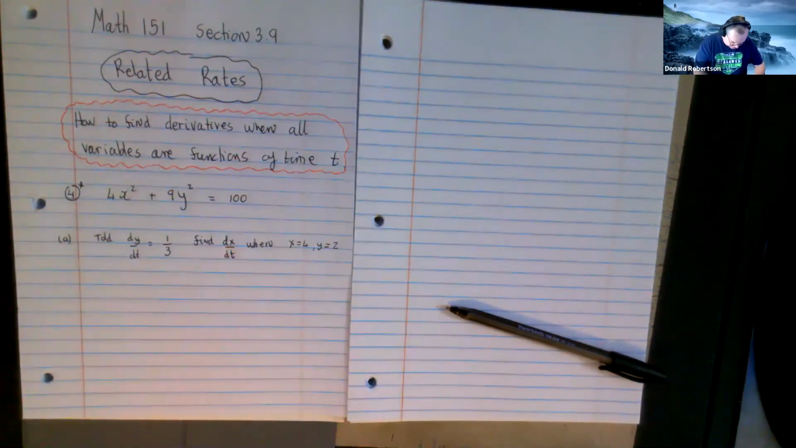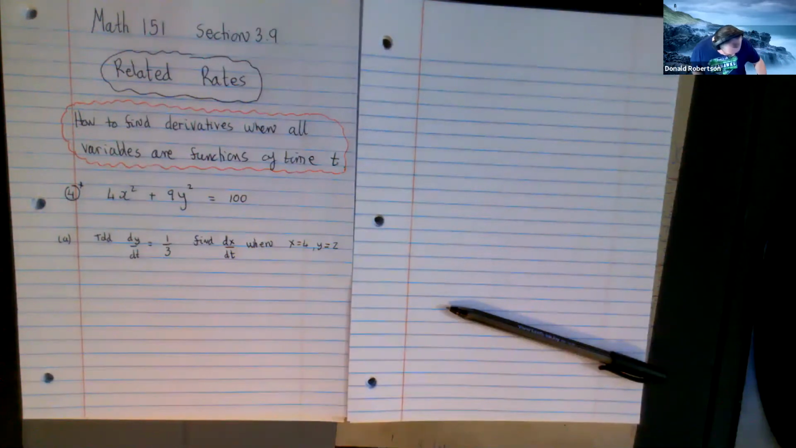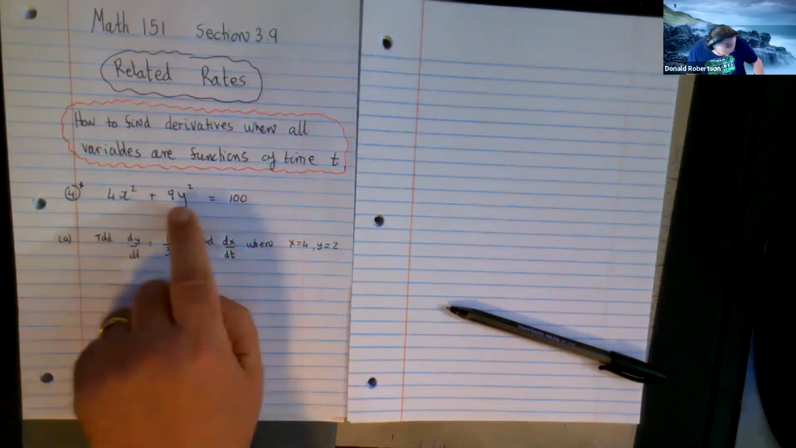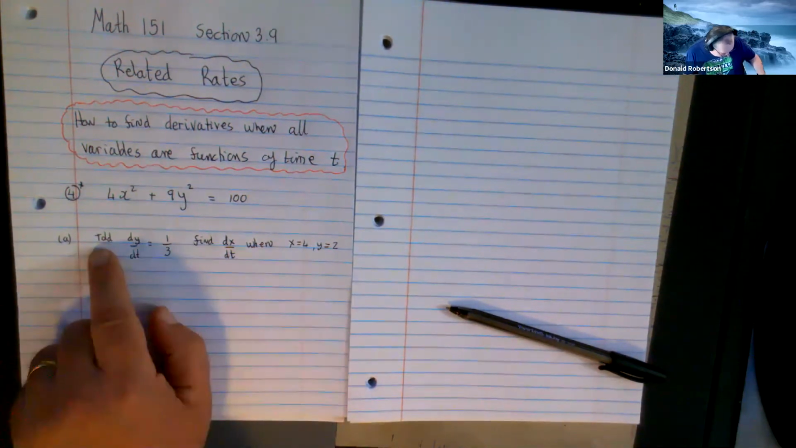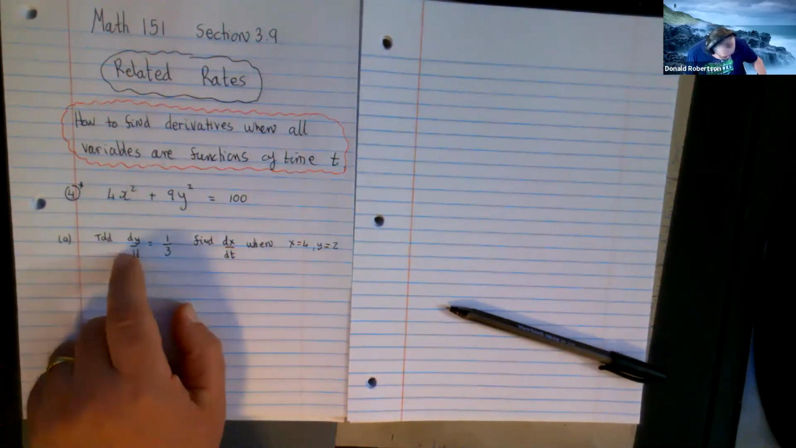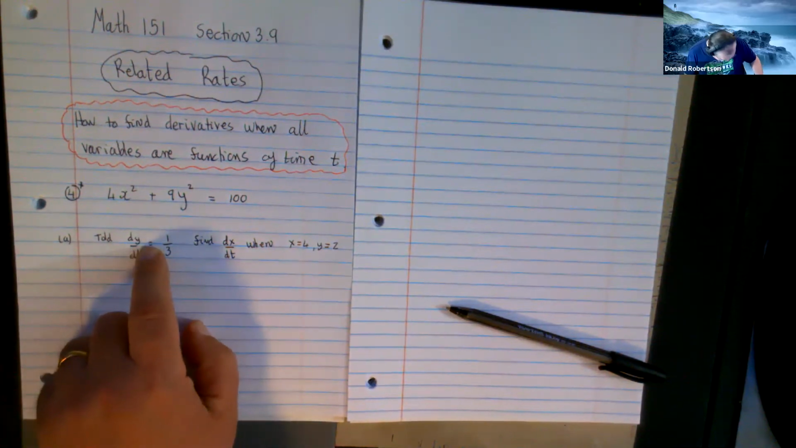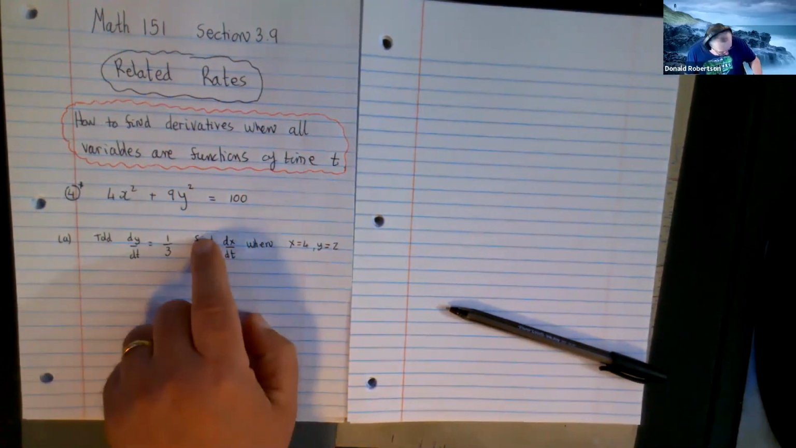But this ellipse isn't fixed. This ellipse is growing, changing through time. So x is a function of time and y is a function of time. And what you're going to be told in this particular question is the value of dy by dt, and it's a third. And you're being asked to find dx by dt.